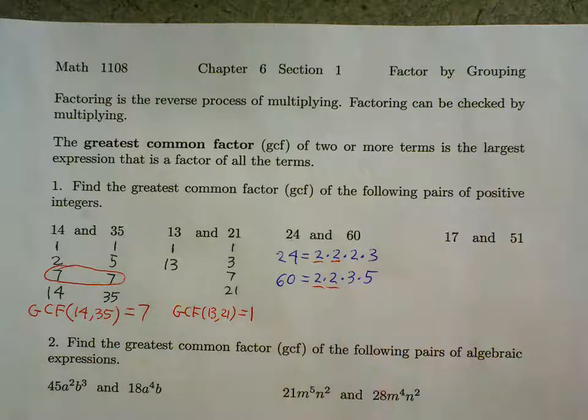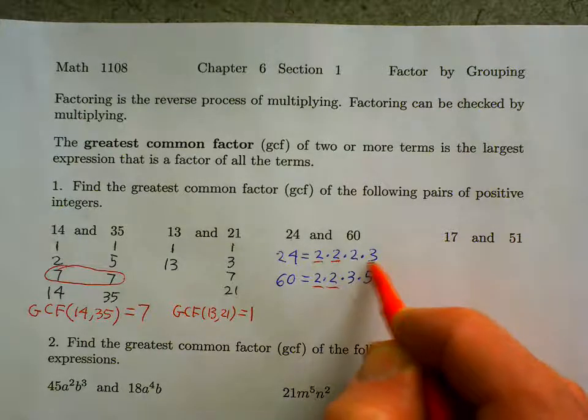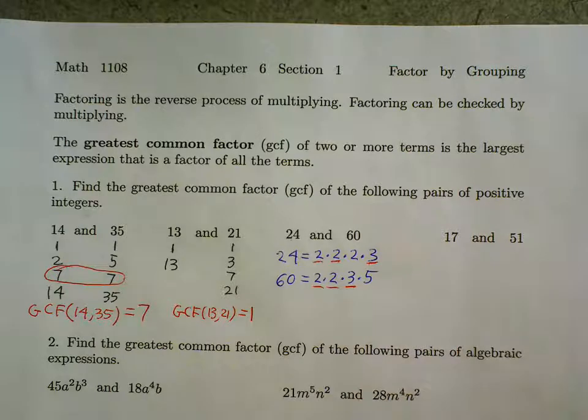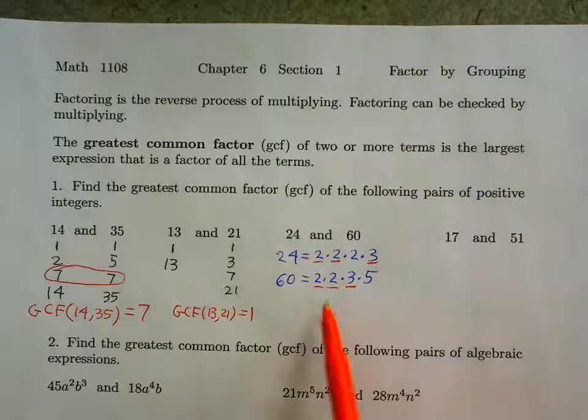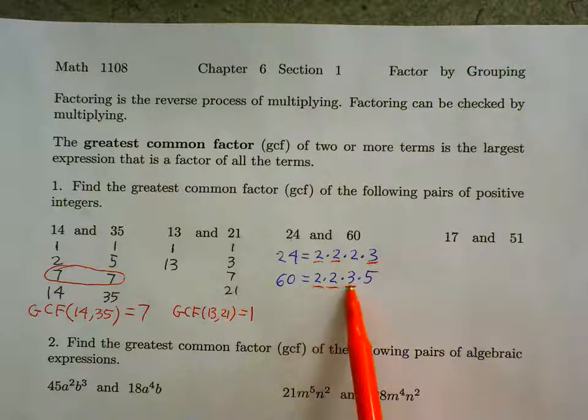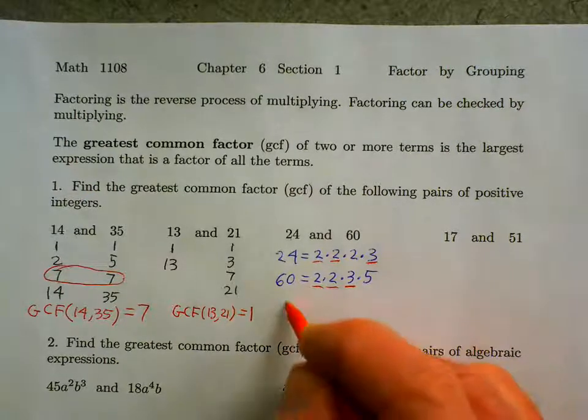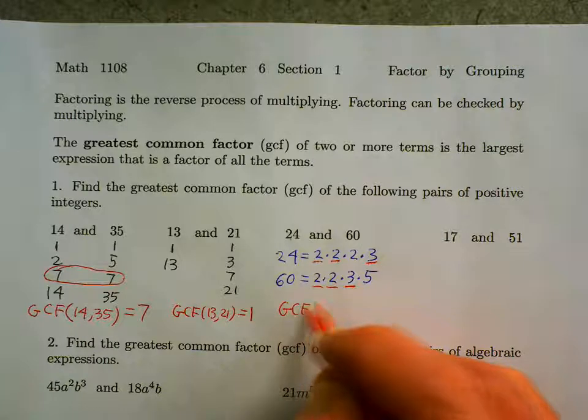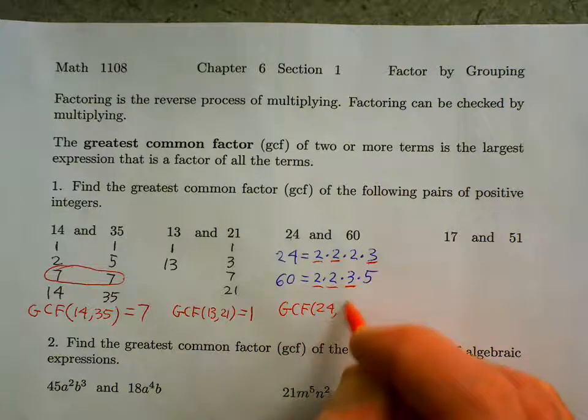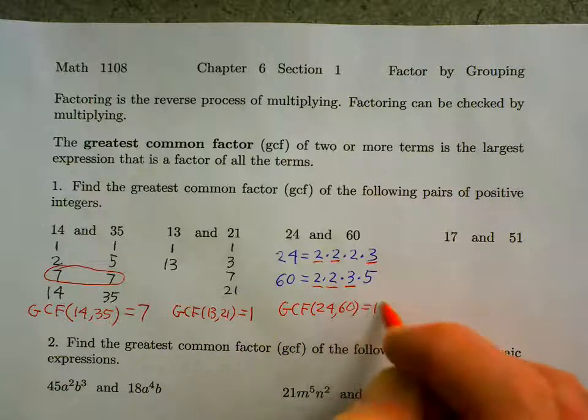Do you see that? Is there anything else common besides 2 factors of 2? Yeah, 1 factor of 3. 1 factor of 3 is common to both. And that's it. And then you just multiply the common prime factors. 2 times 2 times 3 is 12. So the greatest common factor of 24 and 60 is 12.